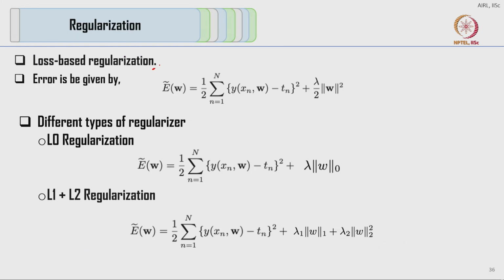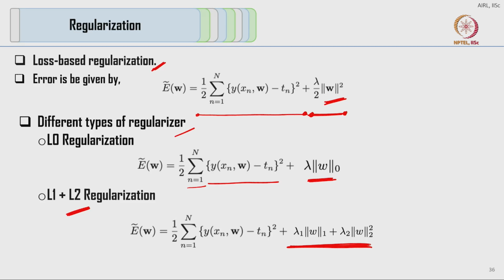The second part is the loss based regularization, which we have been analyzing in the curve fitting example. So the error can be defined as the actual error that we have been seeing, which is due to the output prediction, plus a penalizing function on the weights, which is given as lambda by 2 times norm of W square. Now there could be different types of regularization based on the different types of norms that can be used. So let's say we use an L0 norm, then the equation would be modified as error is 1 by 2 summation n from 1 to N of y minus t whole square plus lambda times norm of W, norm 0. The second could be using L1 and L2 norms. So essentially we could modify this equation as lambda 1 times the norm 1 of W plus lambda 2 times the norm 2 of the weights.